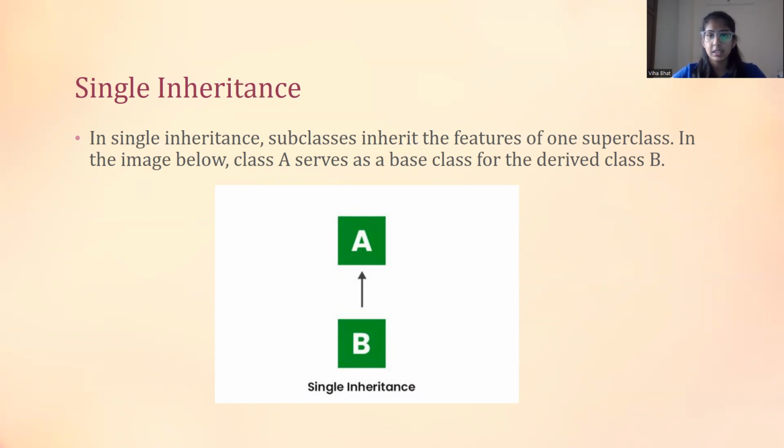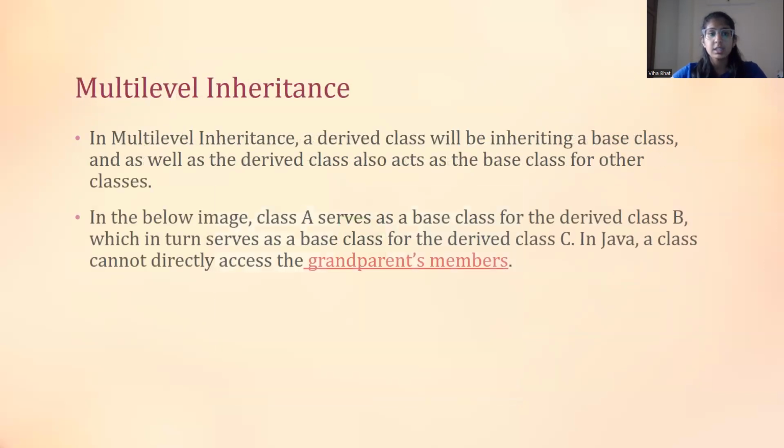So B is inheriting features from the base class A. Next is multi-level inheritance. Here a derived class will be inheriting a base class, as well as the derived class also acts as the base class for other classes.